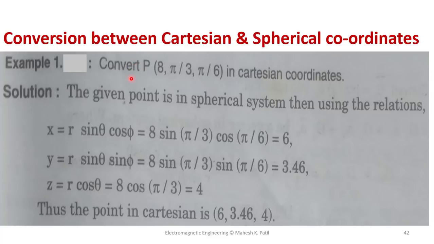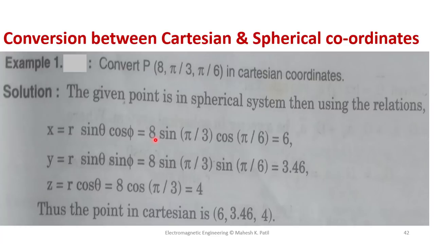It is asked to convert point P having coordinates 8, pi by 3, pi by 6, that is, this point is given in spherical form, and it is asked to convert this point into Cartesian coordinates. So how to solve this? Use the straightforward conversion equations, that is x equal to r sin theta cos phi.